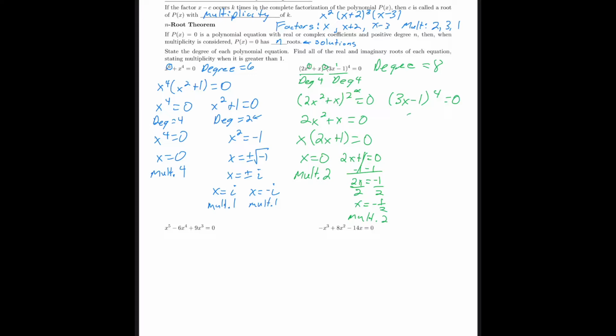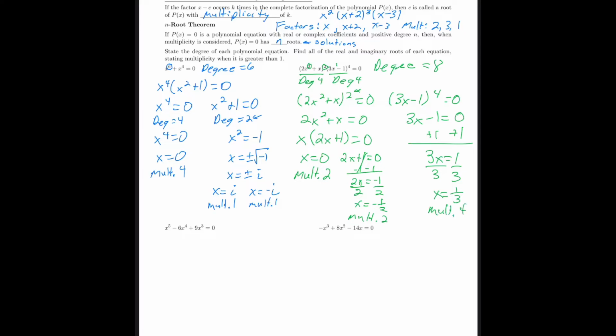I only got 2 roots. 4 divided by 2 is 2. So each of these has a multiplicity of 2. And notice that matches up with the exponent that we're taking the whole factor by. Okay, over here we should expect 4 roots.